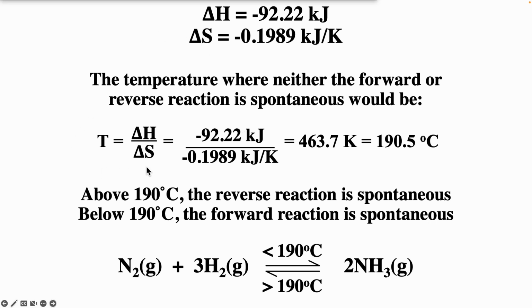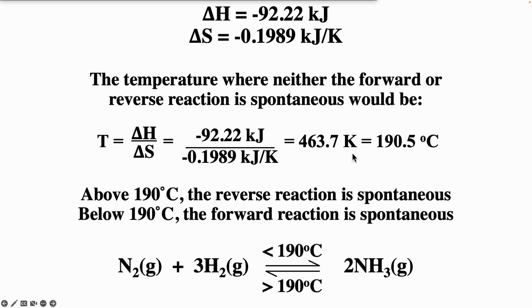And so again, if we take our equation for transition temperature, delta H over delta S, and in this case, our delta S is already in kilojoules per Kelvin, and delta H is kilojoules. They should also be per mole, and so we have minus 92.22 over minus 0.1989, and we get 463.7 Kelvin, which equals 190.5 degrees Celsius. Remember to go from Kelvin to Celsius, you subtract 273.